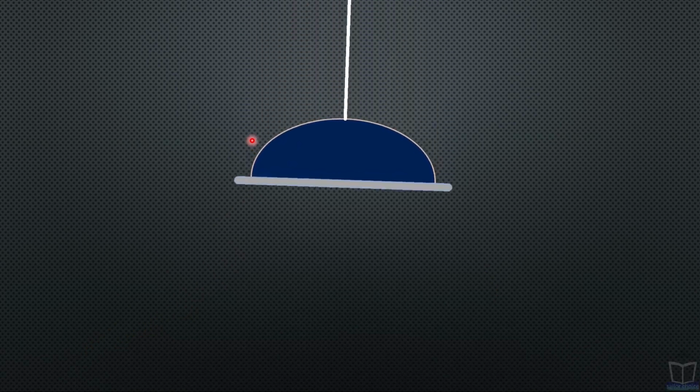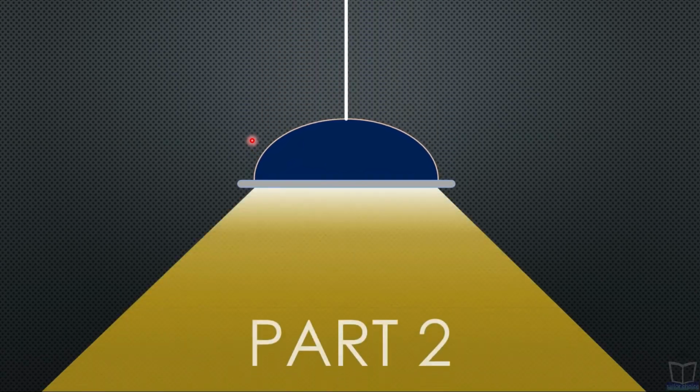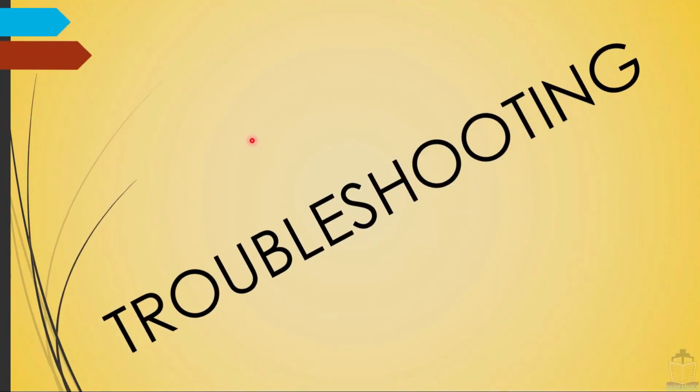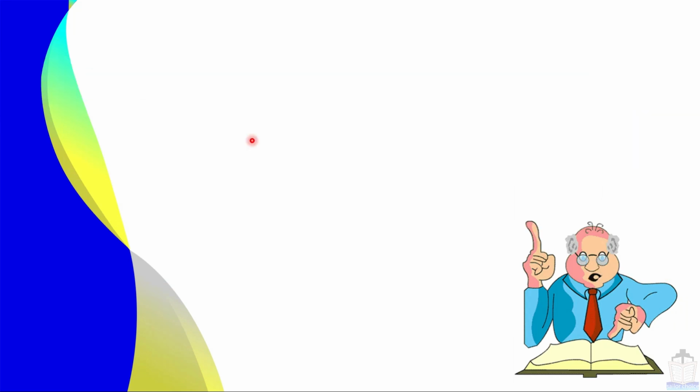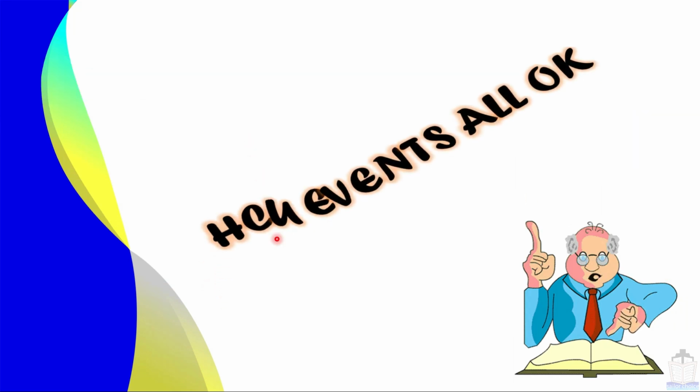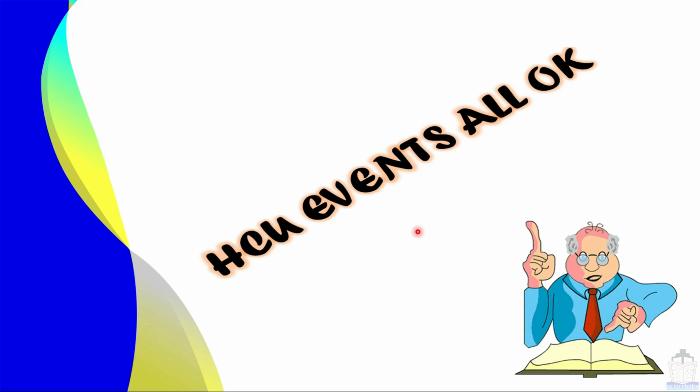Now we are entering part 2 that deals with troubleshooting. So first of all, we will see the HCU event all OK graph.